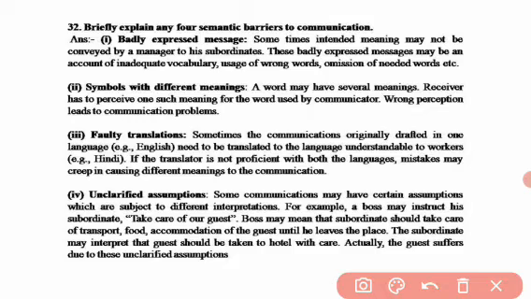Next, symbols with different meaning. If a word has several meanings, the receiver has to perceive one such meaning for the word used by the communicator. A wrong perception leads to communication problems. So there may be a semantic barrier to communication by symbols with different meanings.